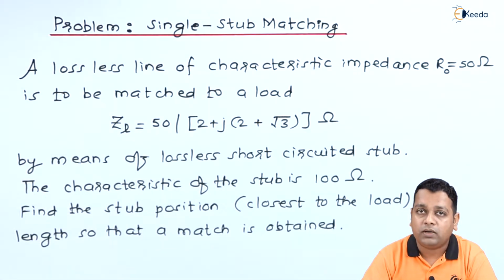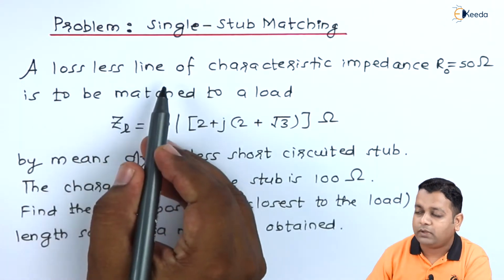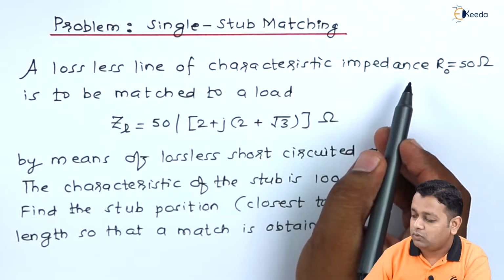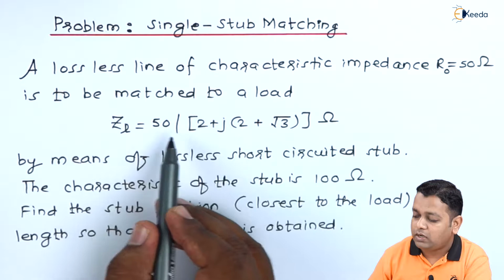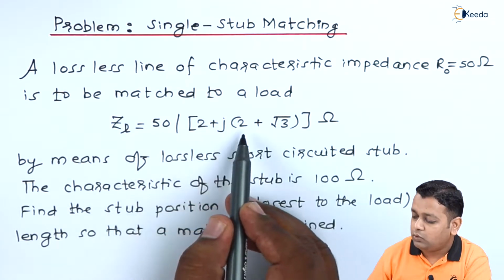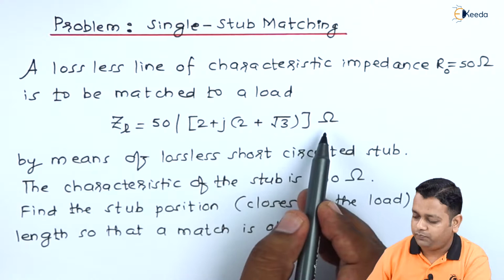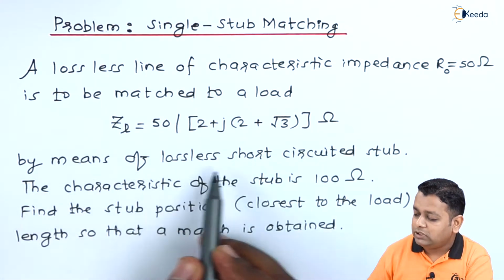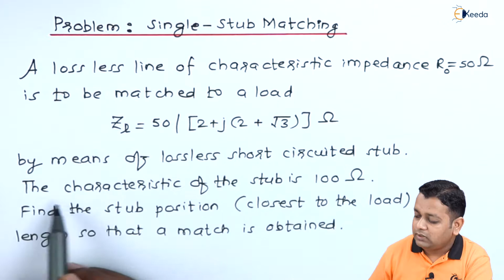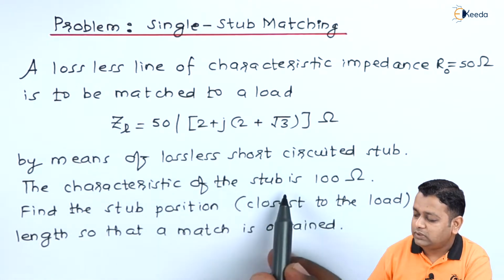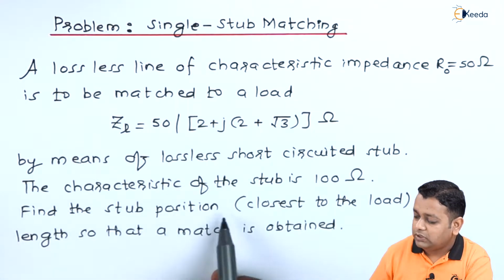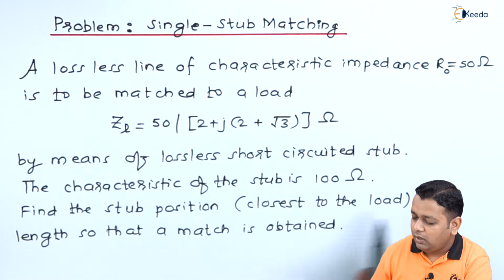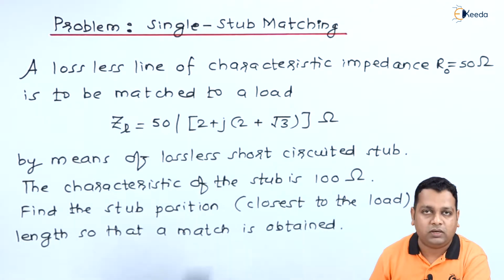So here we are provided with a problem statement. The problem statement is: a lossless line of characteristic impedance R0 equal to 50 ohms is to be matched to a load ZL equal to 50 divided by 2 plus j(2 plus root 3) ohms. This is by means of a lossless short circuit stub. The characteristic impedance of the stub is 100 ohms here. We are asked to find the stub position that is closest to the load and the length so that a match is obtained here.